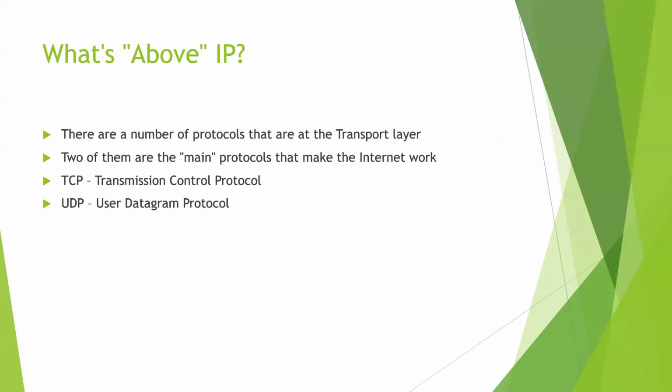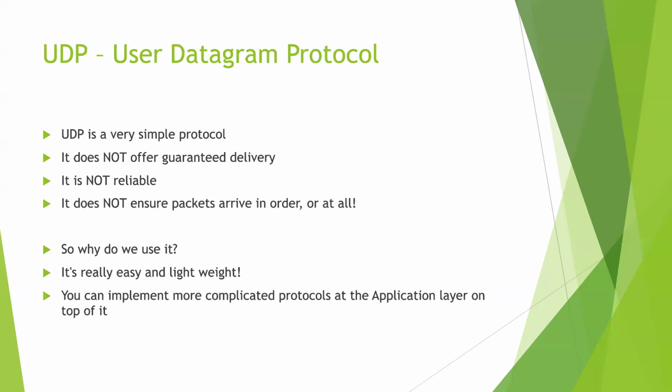So that's what's happening below IP. What about above IP? We have the transport layer, and the two main transport protocols that make the internet work are TCP and UDP. TCP is the Transmission Control Protocol. UDP is the User Datagram Protocol. We'll talk about UDP first because it's the easiest.